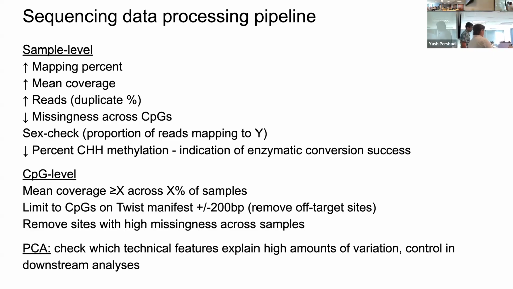And then you can perform a sex check. This is really easy. There's software to do this, but another really easy way is to look at the proportion of reads mapping to the Y chromosome, and make sure that that fits with the metadata as you expect it to. And then we also look at the percent of CHH methylation. We want that to be very low, which means that there was a good conversion in the enzymatic conversion step. And then at the CpG level, so now we're thinking about rows, what we usually do is a mean coverage filter. So take the mean coverage of a single CpG site.